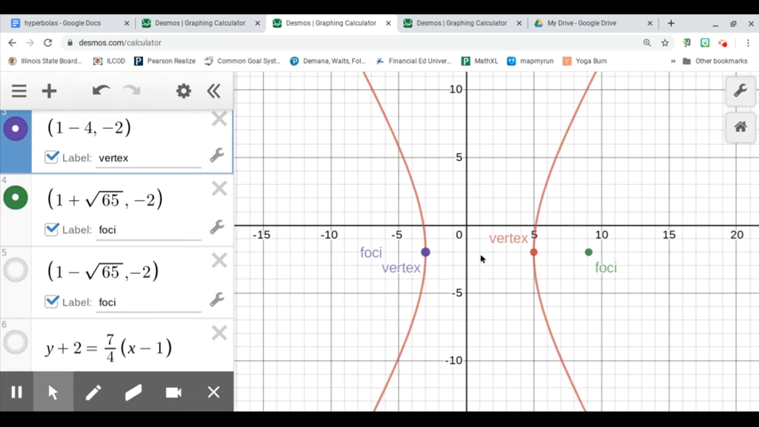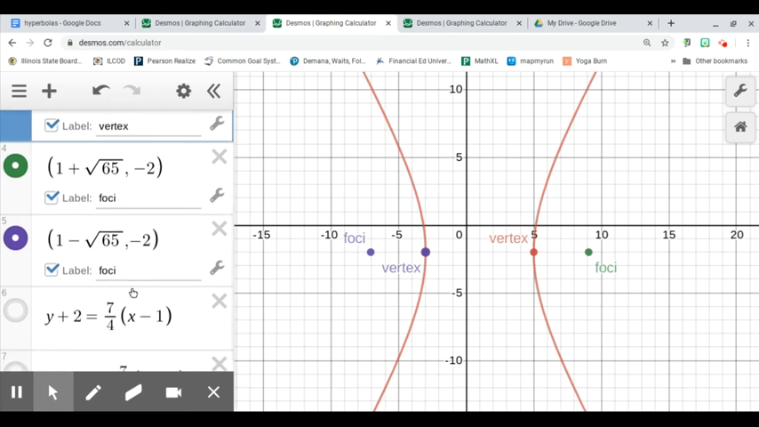So again, you take your center, you decide, are my foci going to be left and right of the center? They will be if you're opening to the left and to the right. Or will they be up and down? They will be up and down if your vertices are up and down, or if the y squared part in your equation is positive. So I took 1 plus the square root of 65, and then I went down 2. There's one of the foci. Same drill, 1 minus the square root of 65 and go down 2. That gave me my second focus, or one of the foci.